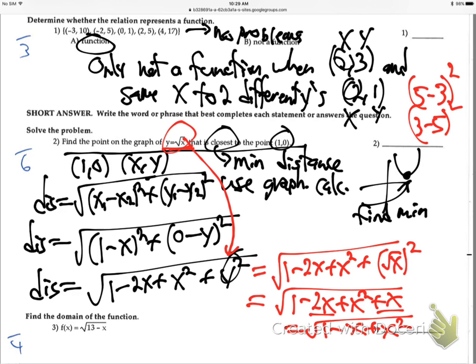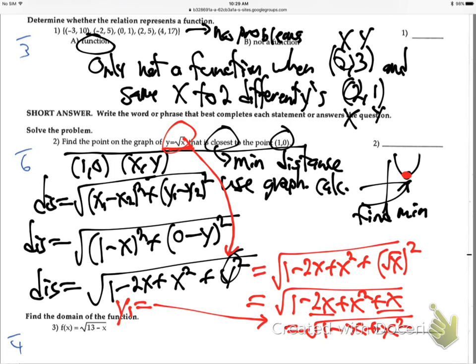So we got all that, and now we just type that into our calculator. We just go y1 equals that thing, graph it, and find the minimum, like I showed you right here. I did all that yesterday. If you're having trouble, I'll be glad to help you. Office hours, come on in, get the help you need, or even right after class. I have a few minutes.